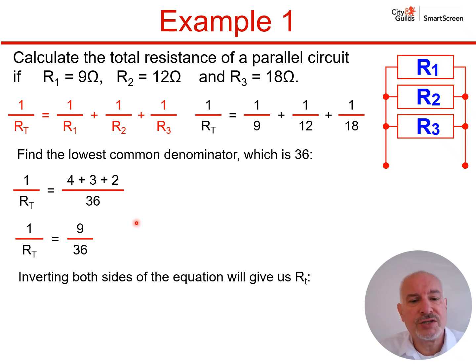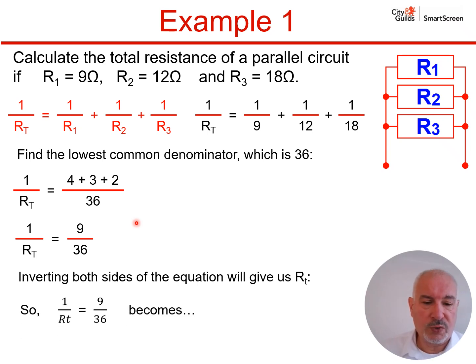The next stage is to invert both sides of the equation to find RT. What do I mean by that? Well, we're starting with 1 over RT equals 9 over 36. And what we're going to do is apply a rule that we've previously learnt about transposing formulae. One of those rules was that anything you do to one side of the equal sign, you must do the same thing to the opposite side.